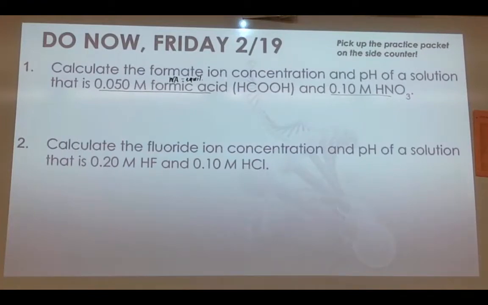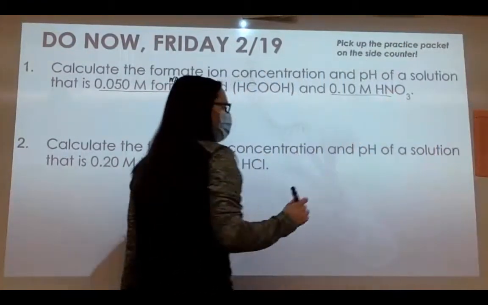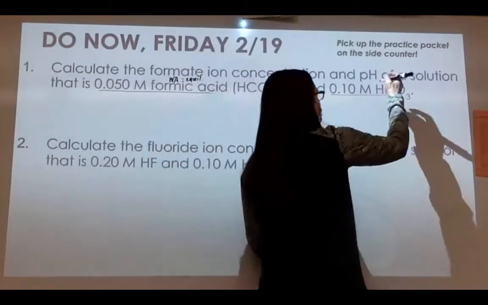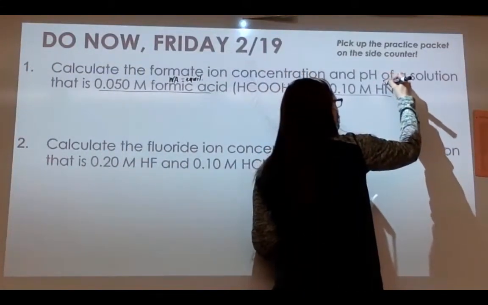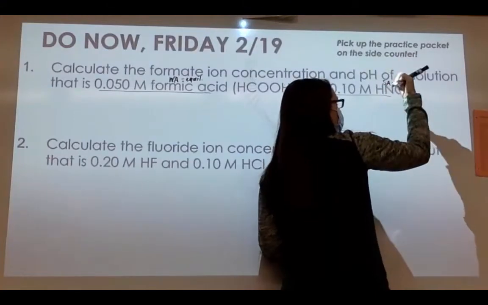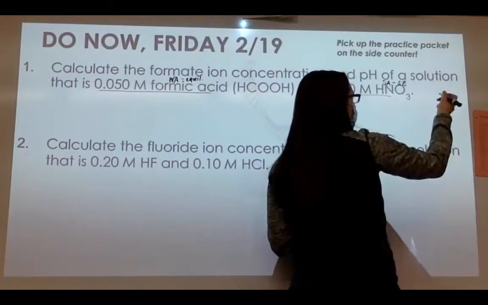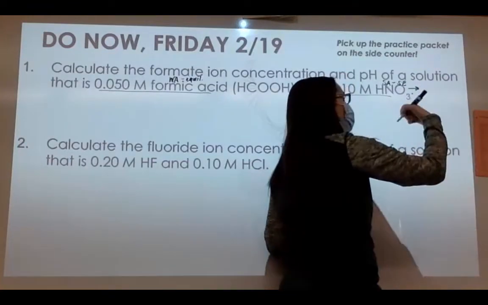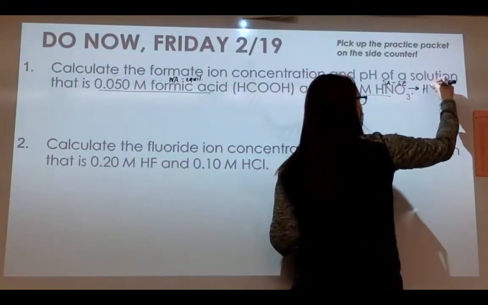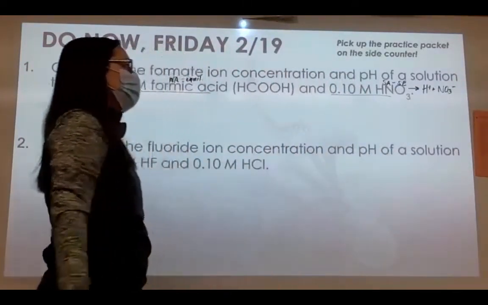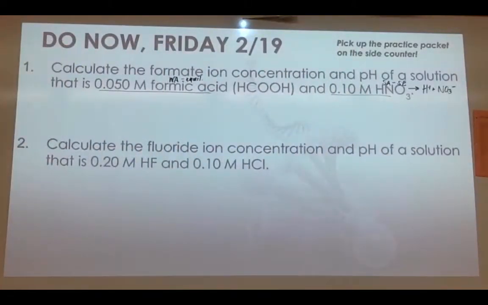So HNO3 starts with a hydrogen, so it's an acid, and this is one of the 7 strong acids. Since HNO3 is a strong acid, that means it's a strong electrolyte, which means when it gets put into water, it breaks apart into H plus and NO3 minus. So here we have a weak acid and a strong acid.